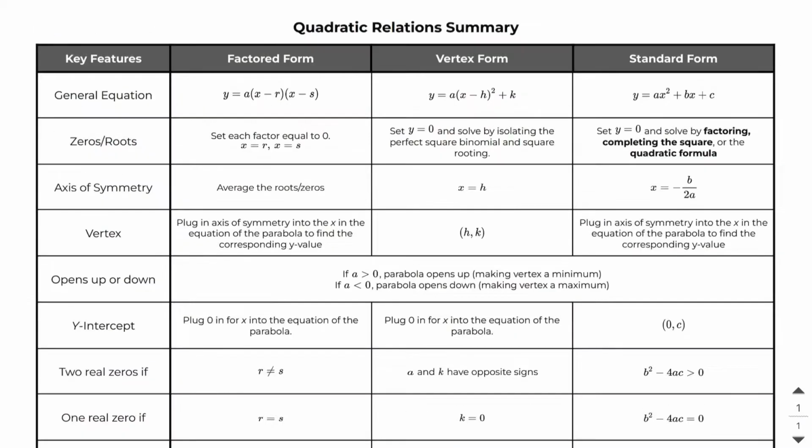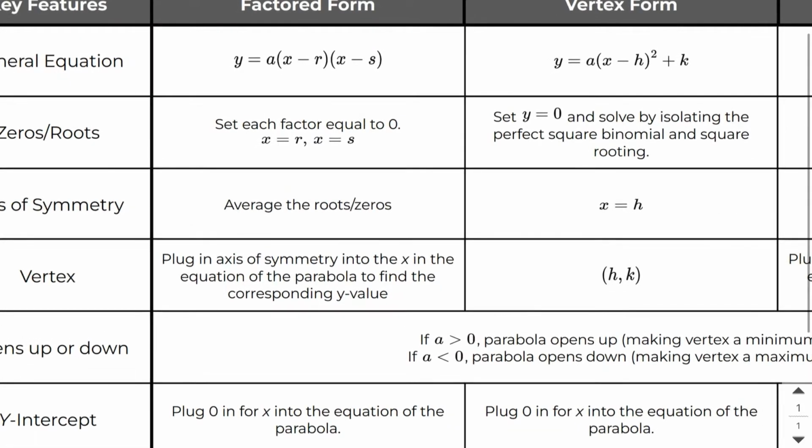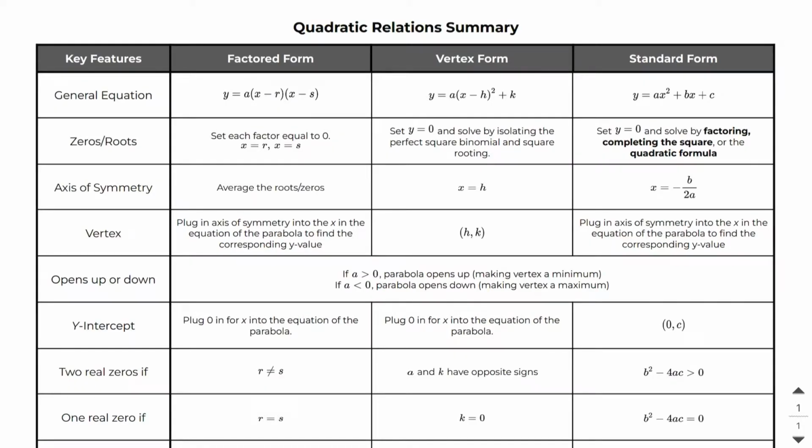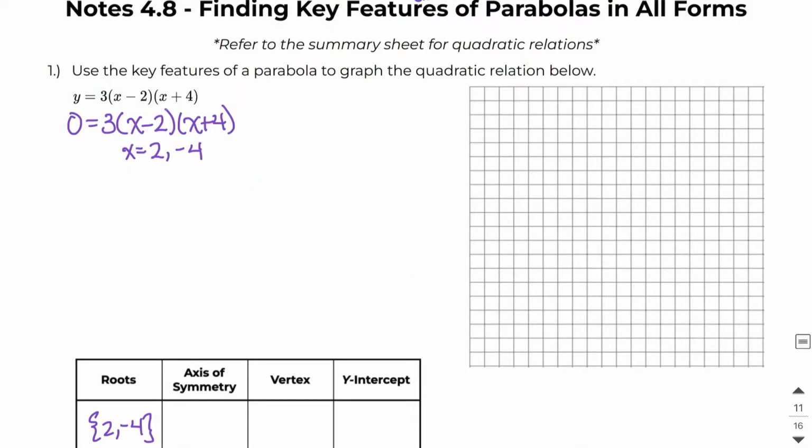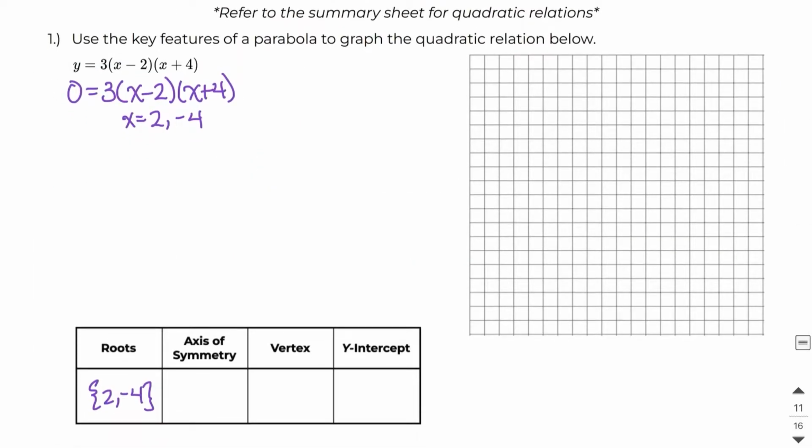If you look right here, it tells you in factored form, you're going to set each factor equal to 0, and that x would either equal r or s. Then the next thing we have is the axis of symmetry, and that tells us to average the roots or the zeros when it's in this form. Because wherever the roots are, if my roots are at 2 and negative 4 right here, the axis of symmetry would have to be halfway in between these two values right here.